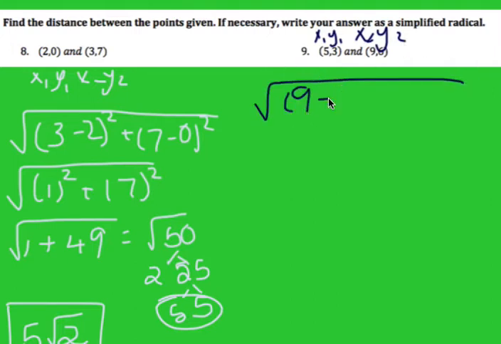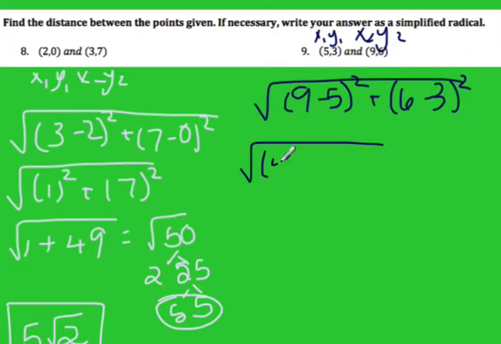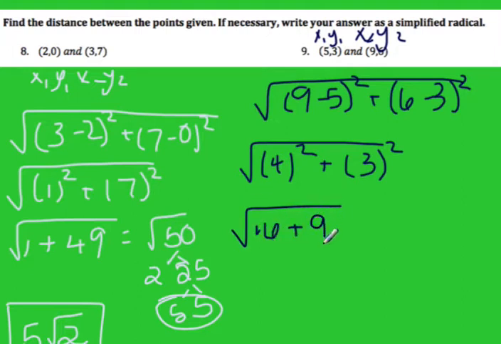So I have x2 minus x1 quantity squared plus y2 minus y1 quantity squared. So 9 minus 5 is going to give me a 4. 6 minus 3 is going to give me a 3. So 4 squared, I'm going to get 16. 3 squared, I'm going to get 9. So then I add those two together and I get 25.